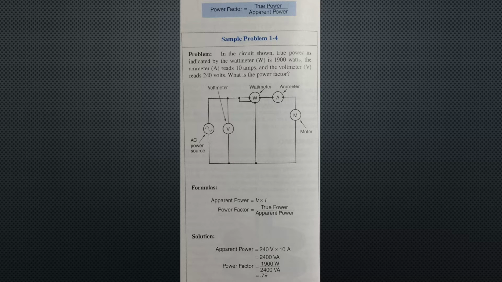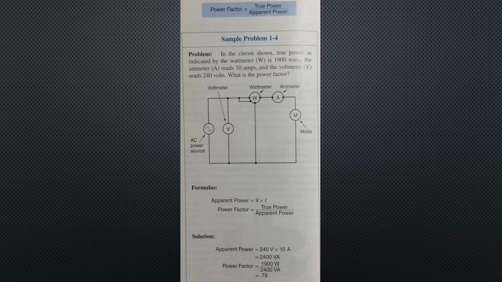In this case, simply multiplying voltage and current would not represent the actual power. In fact, such a value is called apparent power. The apparent power is determined by measuring the voltage with a voltmeter, the current with an ammeter, and then multiplying the actual readings. True power, on the other hand, is measured with a wattmeter. Then, to find the power factor, the following formula is applied, where power factor equals true power divided by apparent power.